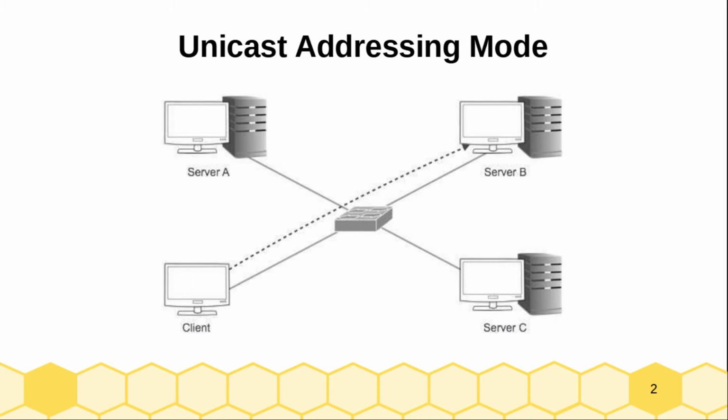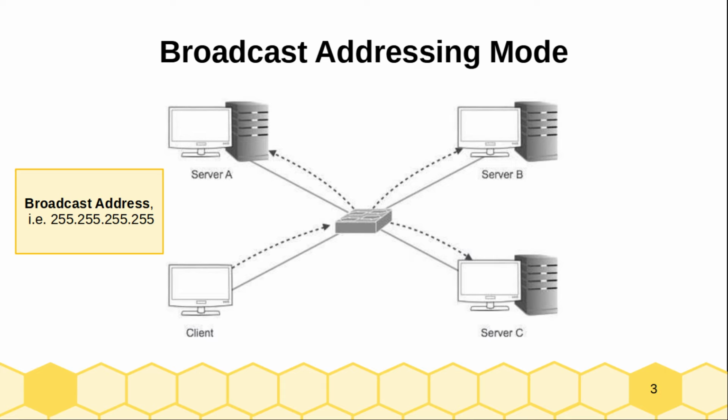Okay, and the broadcast address mode. In this mode, the packet is addressed to all the hosts in a network segment. The destination address field contains a special broadcast address, which is 255.255.255.255. When a host sees this packet on the network, it is bound to process it. Here the client sends a packet which is entertained by all the servers.